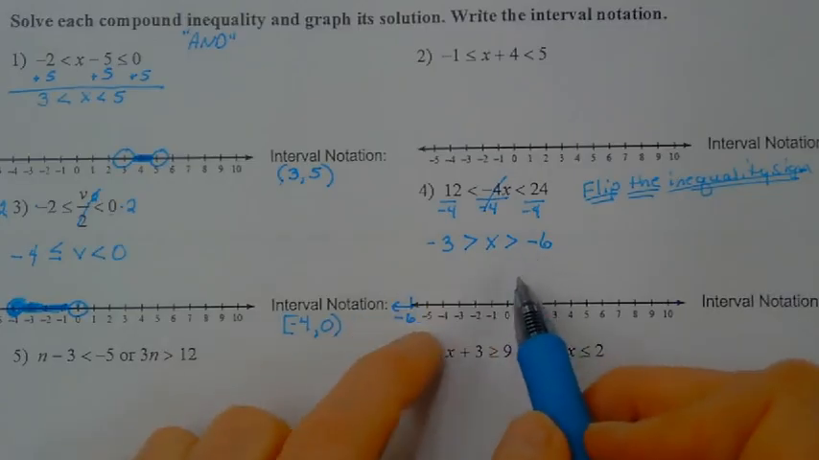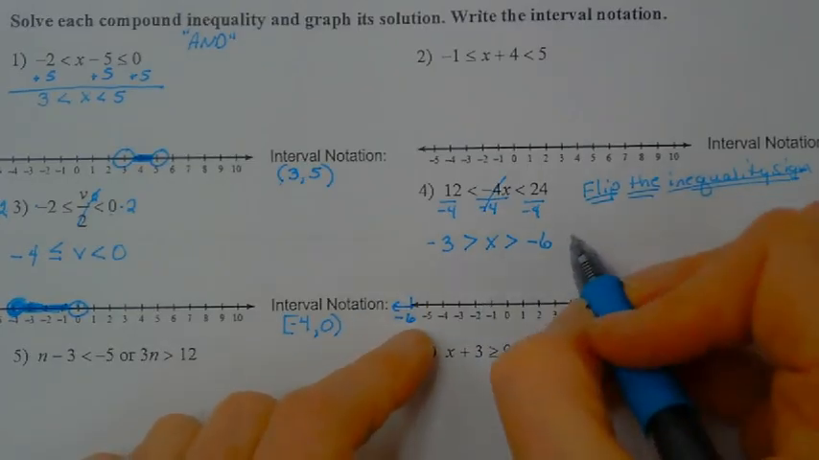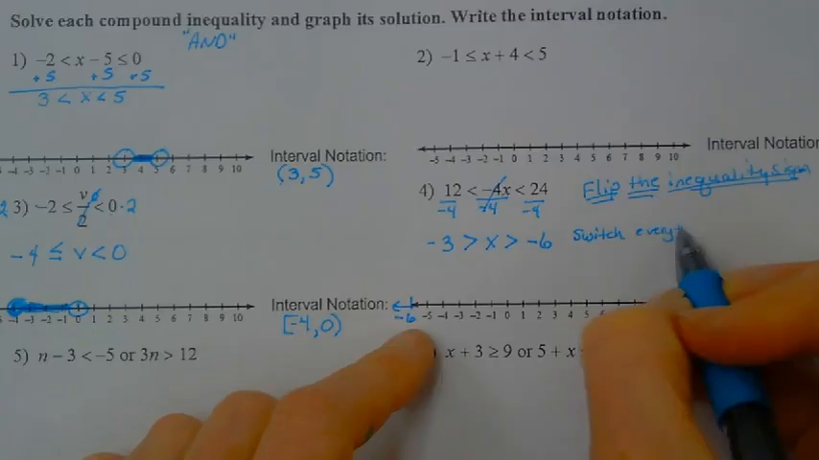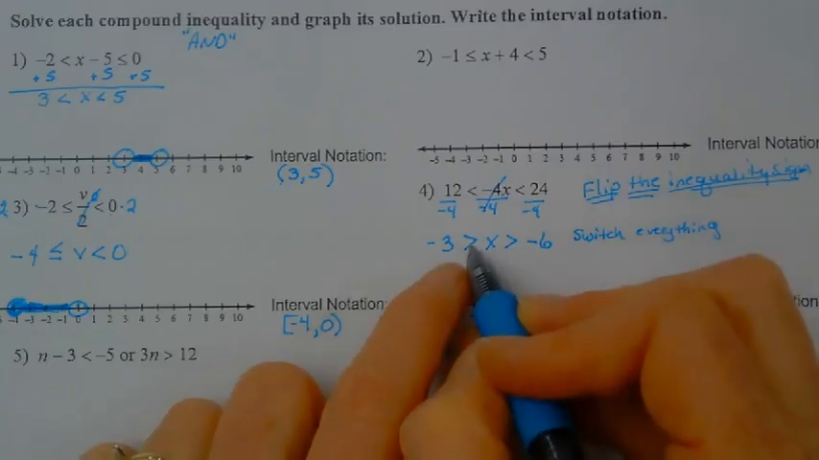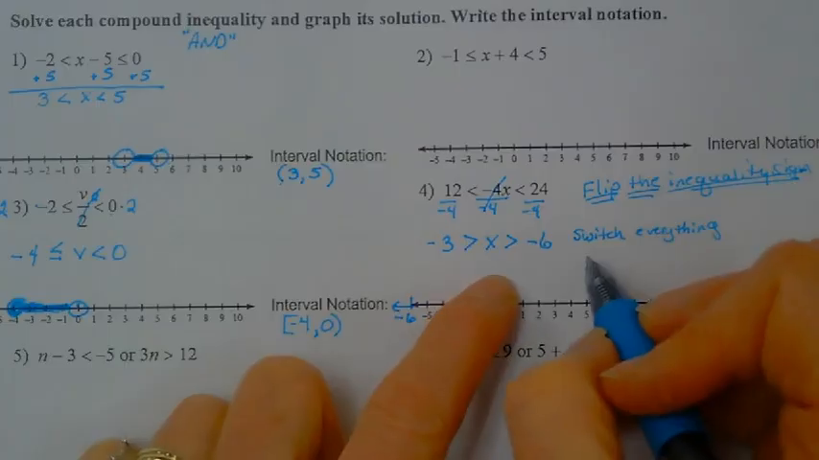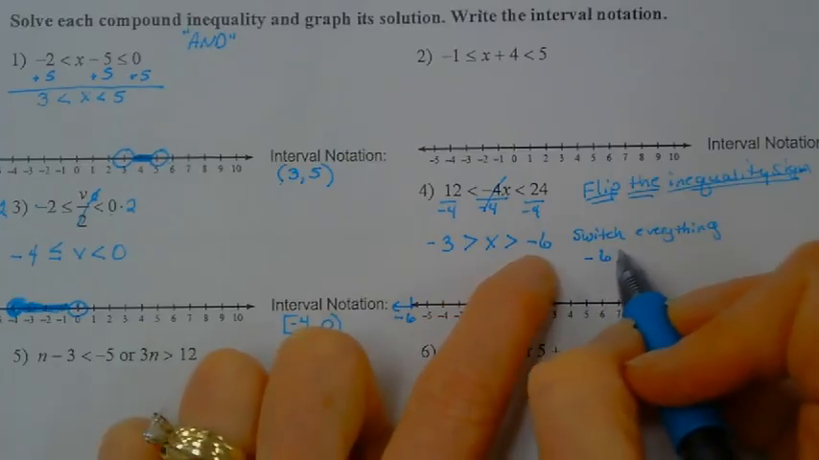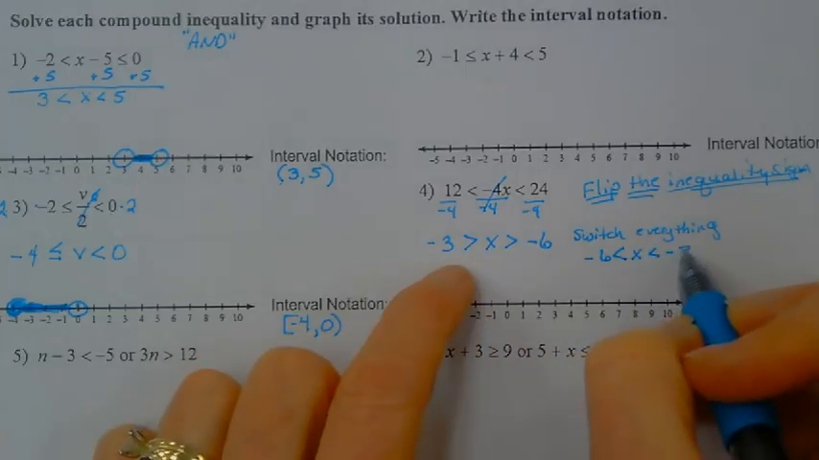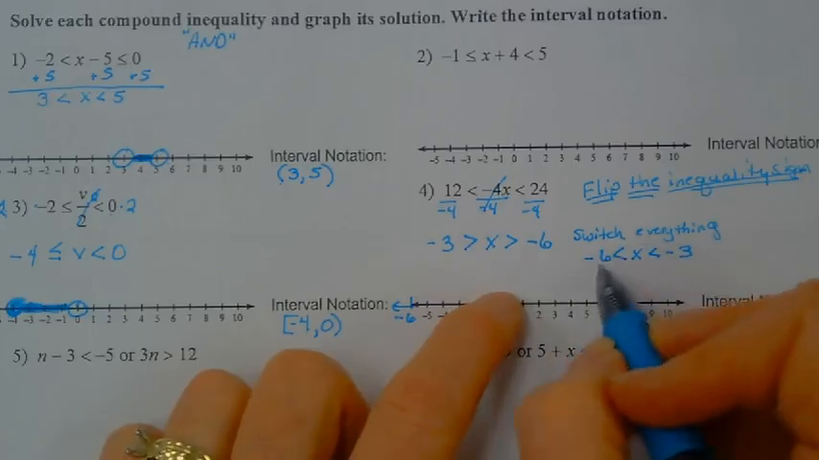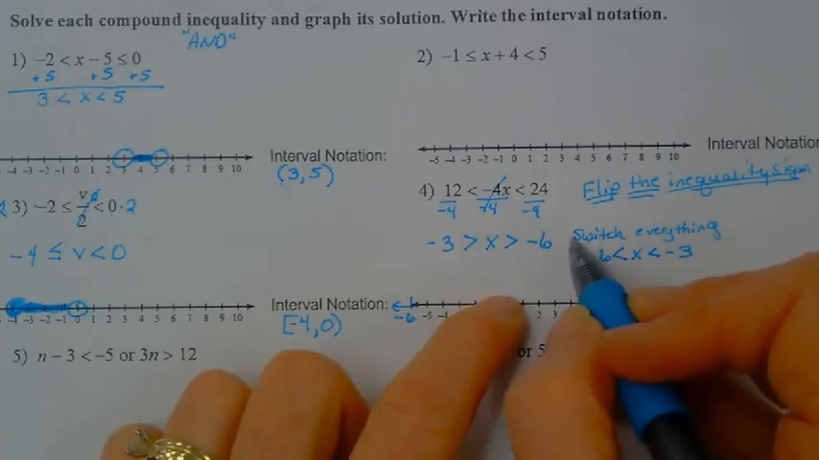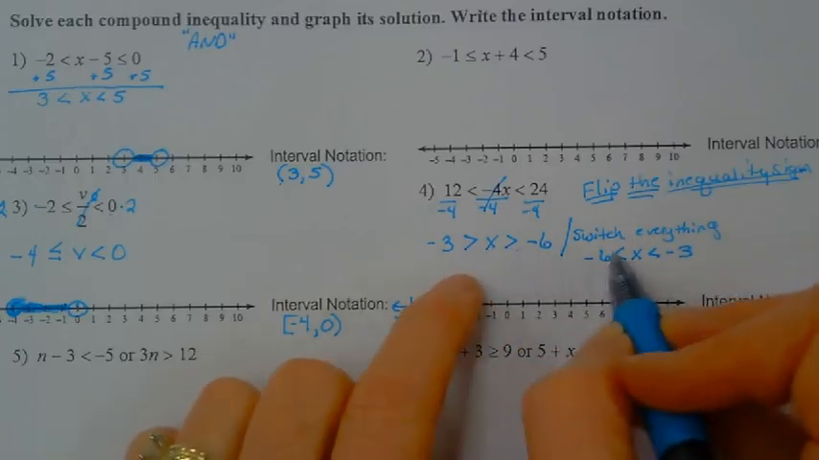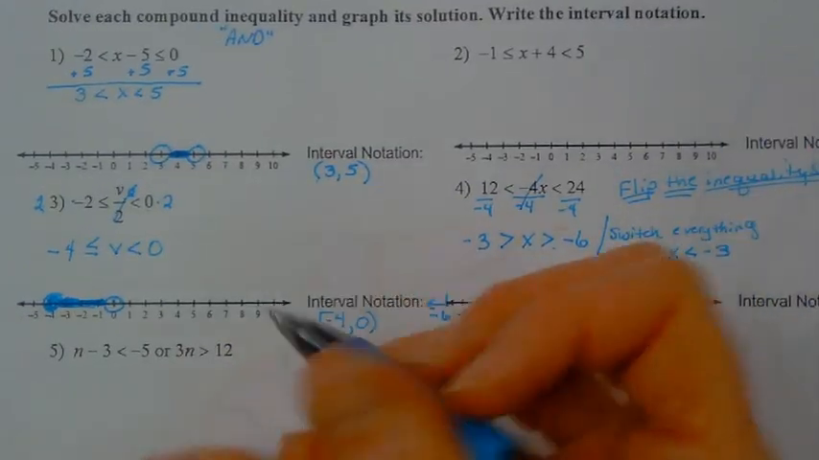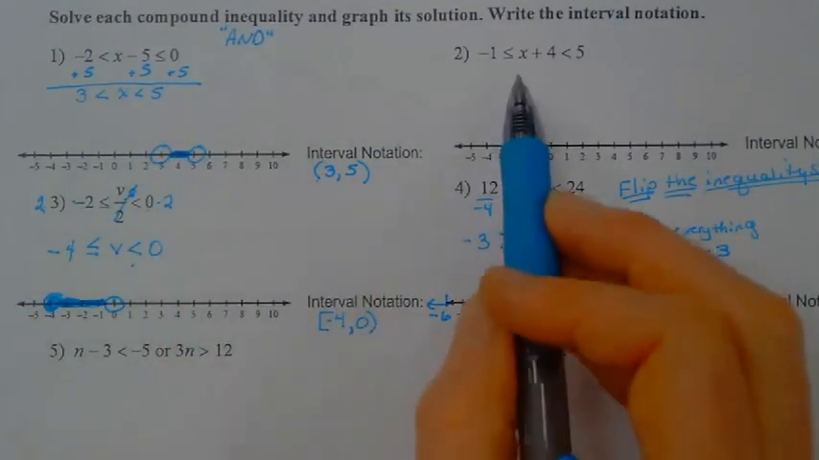And if you can read it this way, then you could do it, but I prefer switching everything around, so that the inequality signs are pointing the other way. So negative 6 comes first, then this is switched, then x, then switch, then this comes at the end. I switch everything, so it looks like this. To me, it's much easier to graph, less likely to make a mistake. This means the same thing, it's just written now so that we have the inequality signs pointing to the left, like we have here.